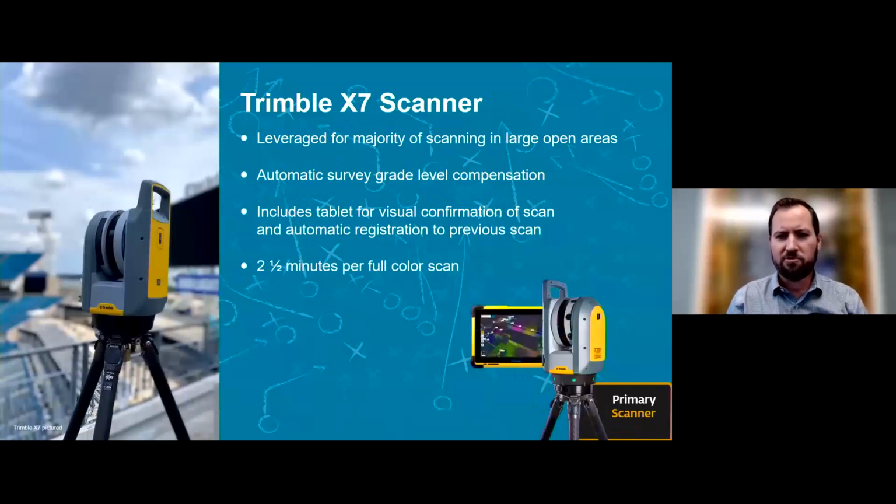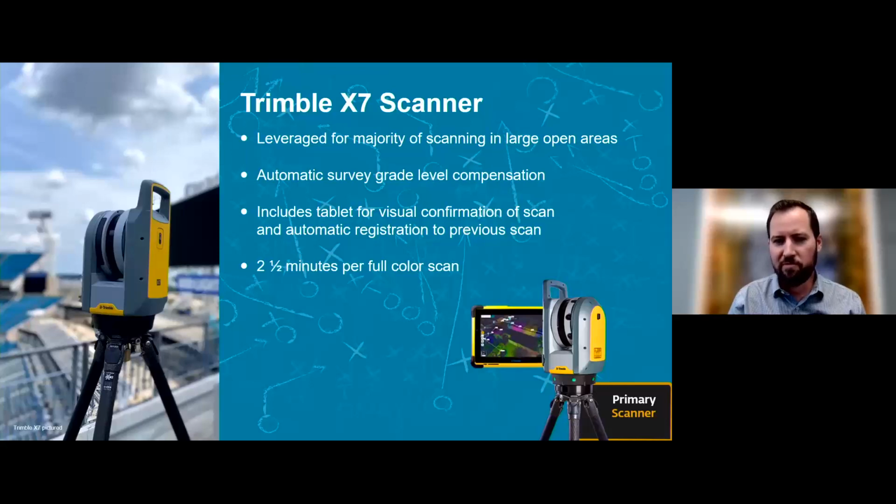From there, the Trimble X7 scanner was our most widely used laser scanner. This did the bulk of the scanning for us. A really nice feature that it had was automatic survey grade level compensation. This facility has ramps and constantly changing elevations throughout, so that was important for us in the scanner we were looking at selecting for this project.